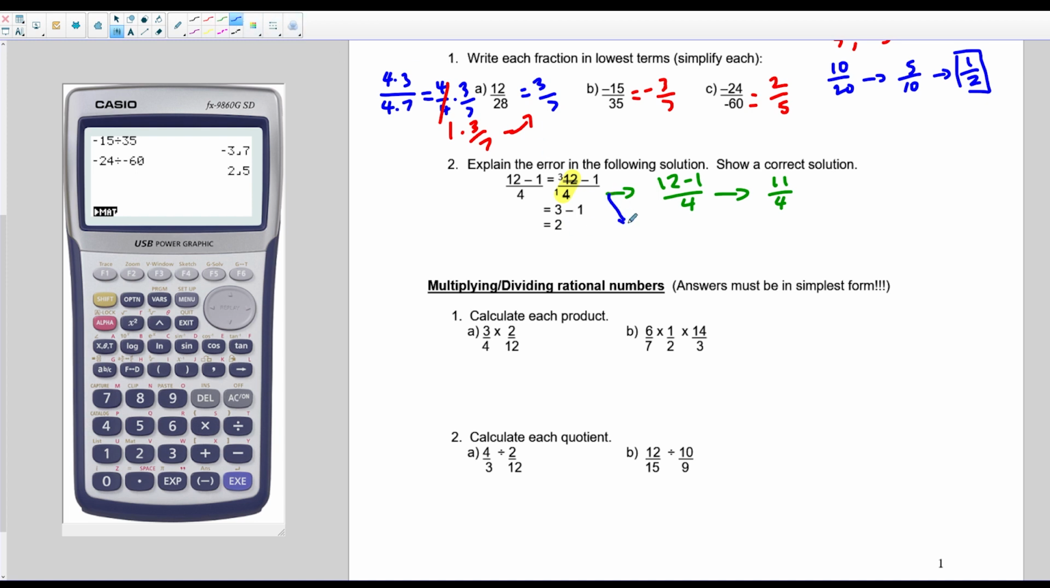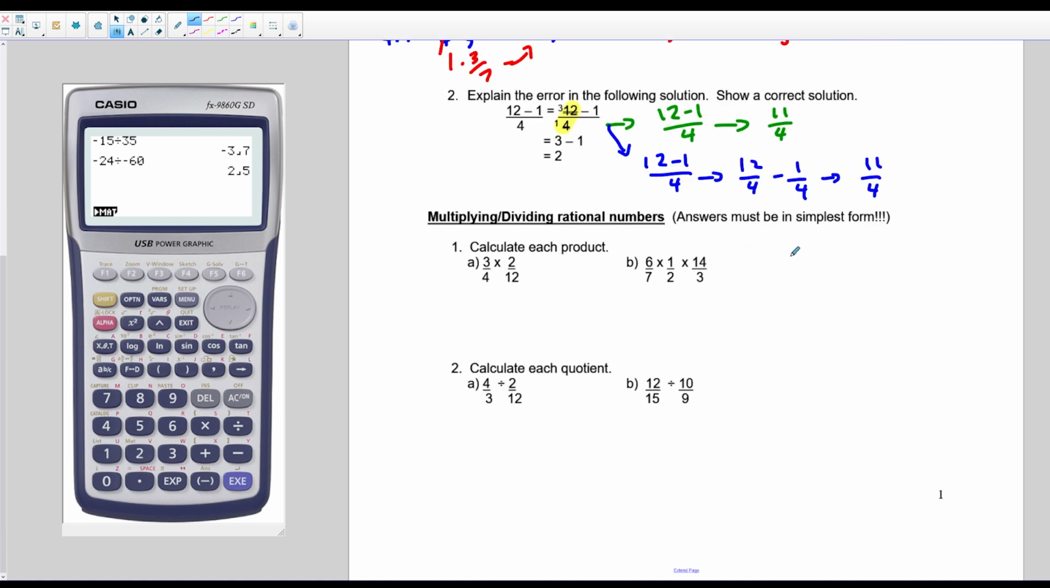Alternatively, we could also do this. Because we know that we have 12 minus 1 over 4, we can actually rewrite this as 12 over 4 minus 1 over 4. And when I subtract fractions with the same denominator, I'm simply going 12 minus 1, which is 11, and I get 11 over 4 as well.